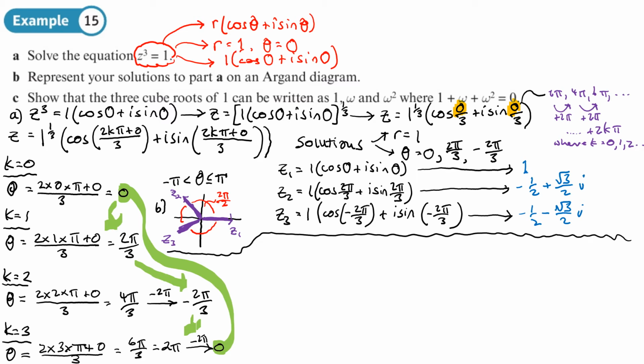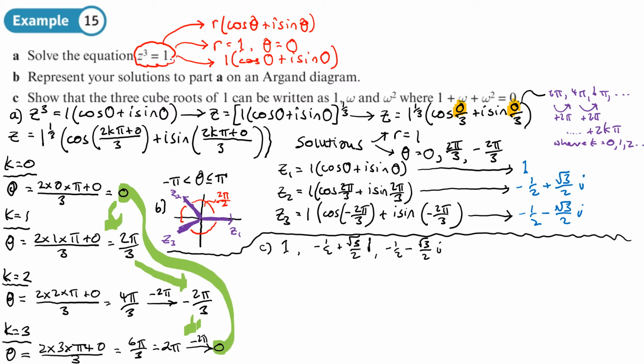Okay, part C, show that the roots of 1, and we've got the roots of 1 here, 1, negative half plus root 3 over 2 i, and negative a half minus root 3 over 2 i. Show that can be written as 1, omega, omega squared, where 1 plus omega plus omega squared is 0.